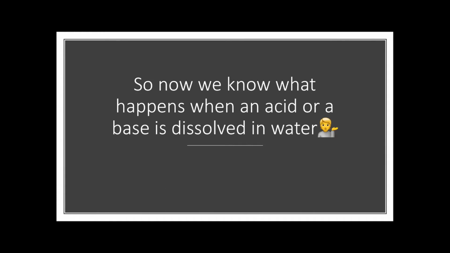Hello students. So now we know what happens when an acid or a base is dissolved in water. When an acid is dissolved in water, the H+ ions are given out and they exist with water molecule in the form of H3O+ or hydronium ion, which is responsible for the acidic nature of the solution. In a similar way, when a base is dissolved in water, the hydroxide ions are given out and they exist with water molecule, and we are supposed to write them as OH- aqueous.